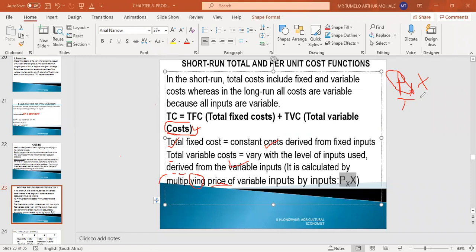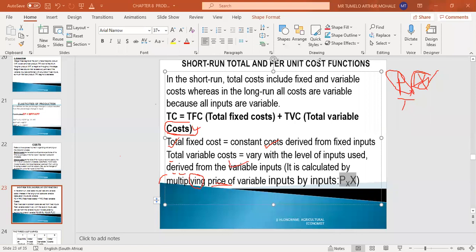So are you saying you understood the reason behind the PX multiplied by X? This X is the number of inputs. So you take the number of inputs, you multiply by the price of inputs. Did you understand how it came about? Yes. Okay, thank you.